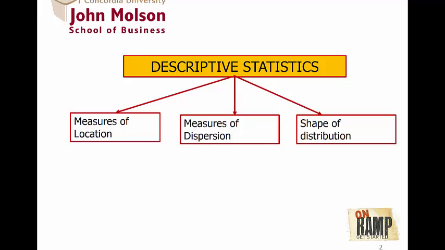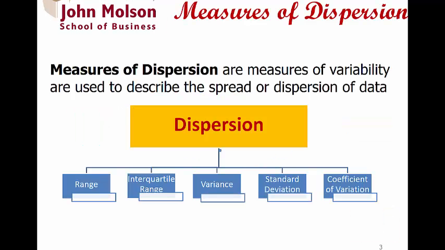We have started in the previous module to look at descriptive statistics. We have studied measures of location, and now we will look at measures of dispersion. Measures of dispersion are measures of variability which are used to describe the spread or the dispersion in my data. We will see 5 measures. We will look at the range. We'll look at the interquartile range. We'll look at the variance, the standard deviation, and the coefficient of variation.